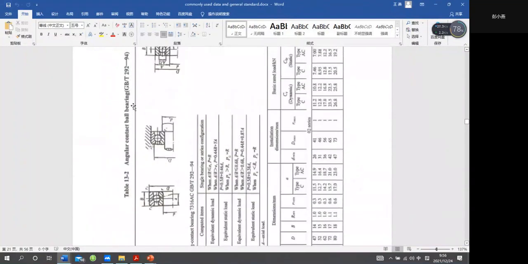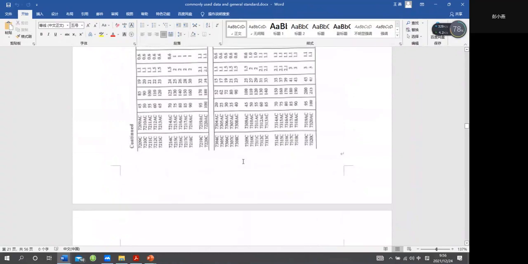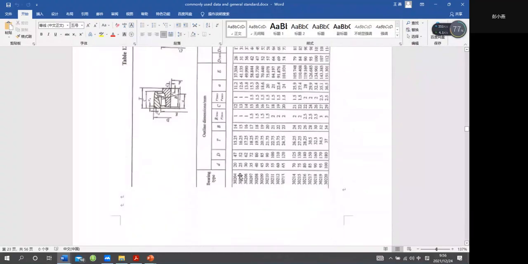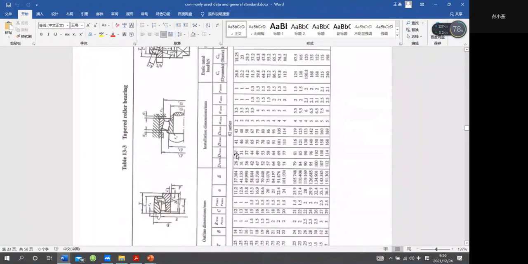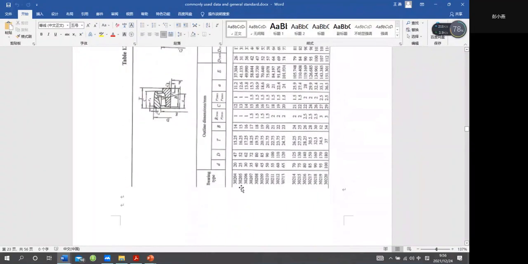Okay, this is for the taper. 32-2 is for the bearing. Let me see the type. Yeah, there is the type for tapered roller bearing. Okay, this is for this type. 30208. We choose this type.